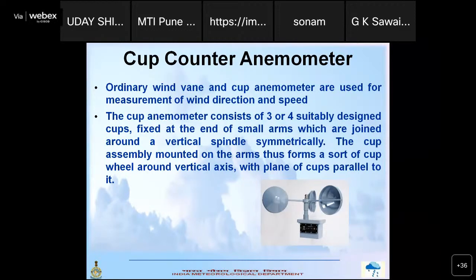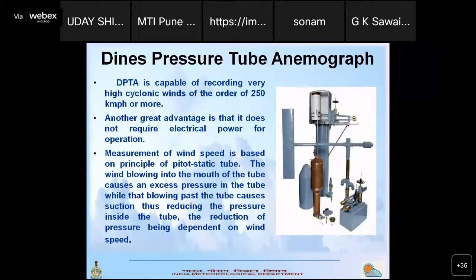So this is the cup anemometer, which records the ground surface wind speed. The 10 meter wind speed will be recorded by this mechanical instrument. It is called a cup counter anemometer. It is just like our bike speedometer. It gives the reading in kilometers per hour. After that, we have to convert into knots, because for meteorological purposes, the unit for wind is knots. So this is the simple mechanism of the cup counter anemometer. This is the dynamic pressure tube anemometer. It will give wind direction and wind speed directly on the chart paper.